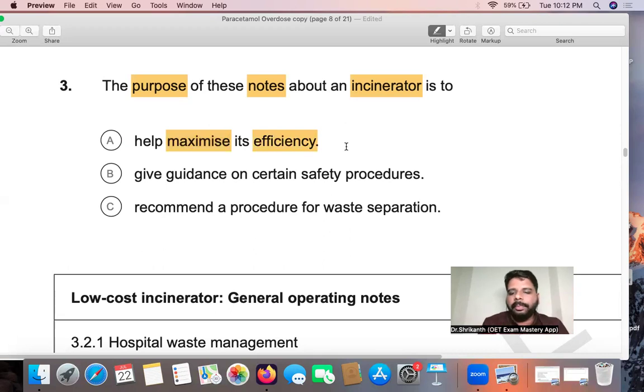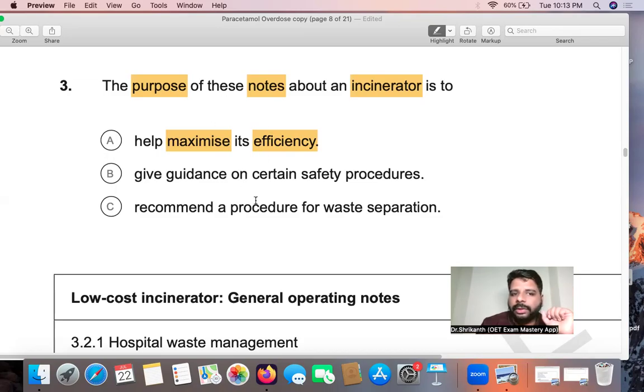Okay, so the purpose for writing these notes is to make sure that whoever is operating this machine will ensure that the incinerator works very efficiently, to maximize it, at 100% peak performance. To ensure that, these notes were written. That is reason number one. Now, what is reason number two?